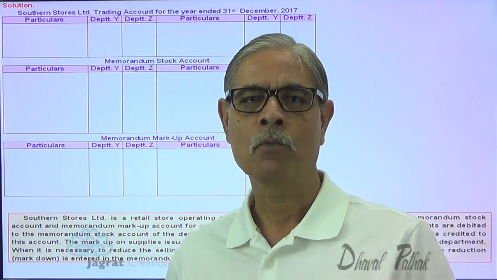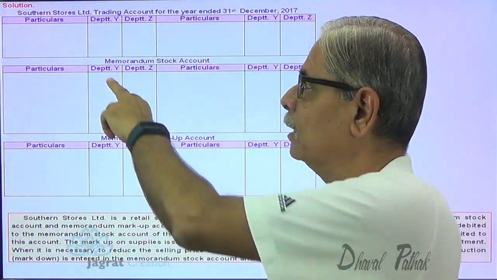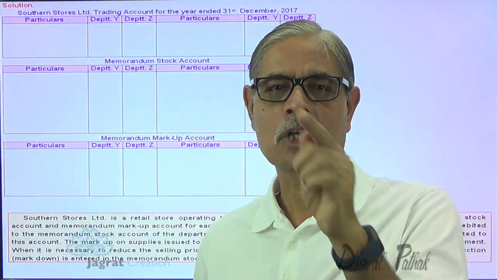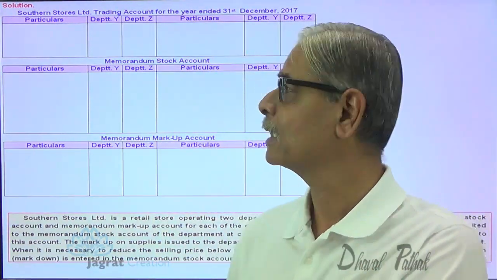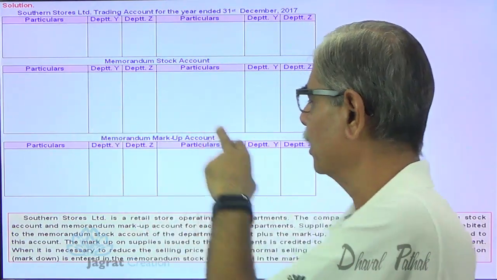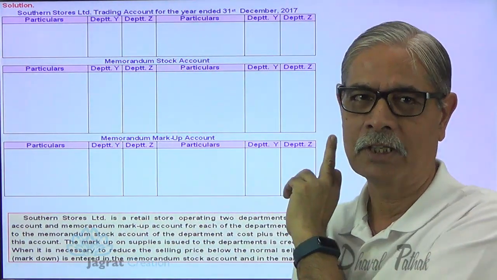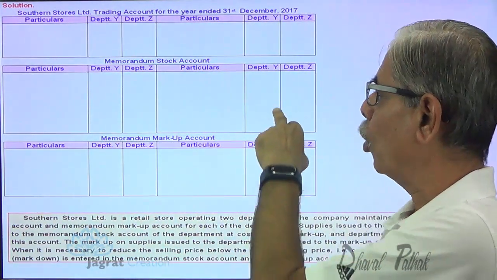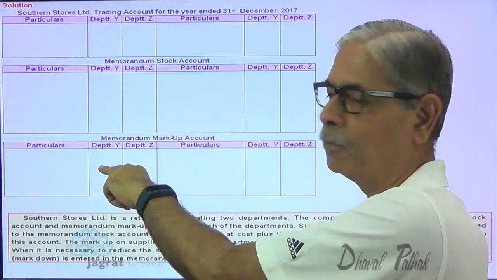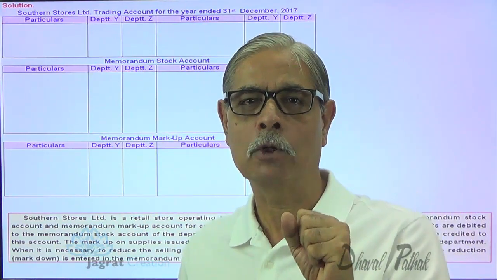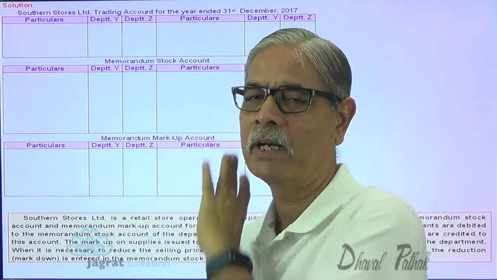This is how opening stock, cost plus profit value, is recorded here. Profit element is recorded here. Purchases, cost plus profit, is recorded here. Profit element is recorded here. Closing stock, cost plus profit, is recorded here. The profit load, the profit element in closing stock, is known as stock reserve, recorded here.